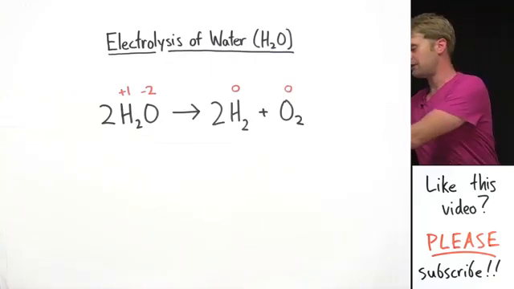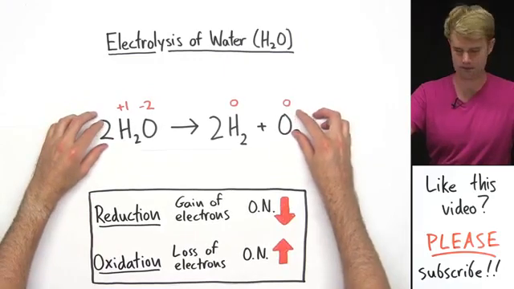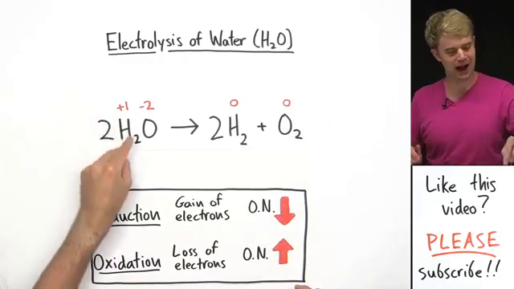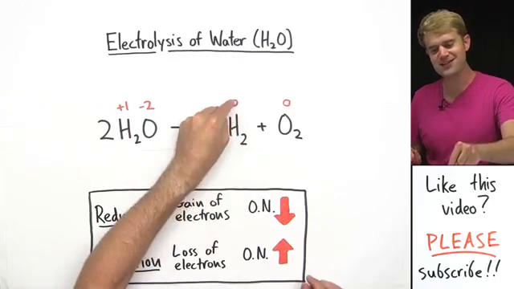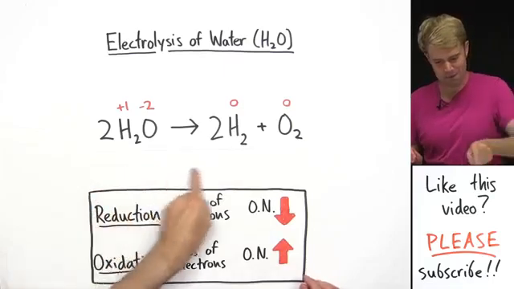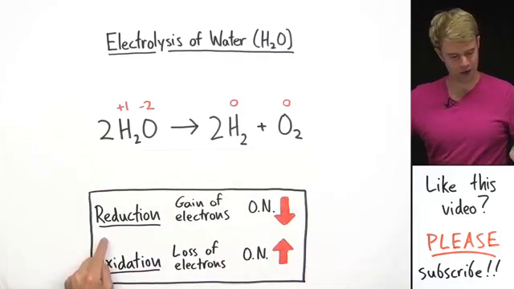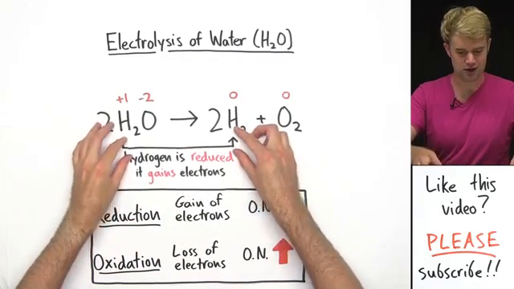And now to see how the electrons are being transferred, let's look at the change in oxidation number. Okay, starting here with hydrogen. Hydrogen is +1, and then over on this side of the equation, it is 0. So its oxidation number is going down, which means that it is undergoing reduction. It is gaining electrons.